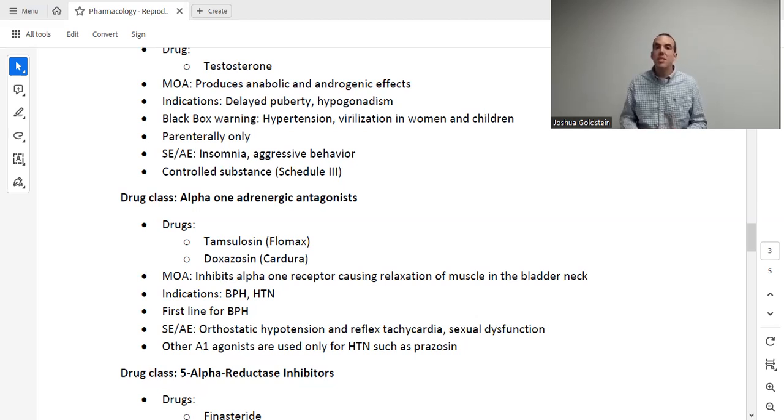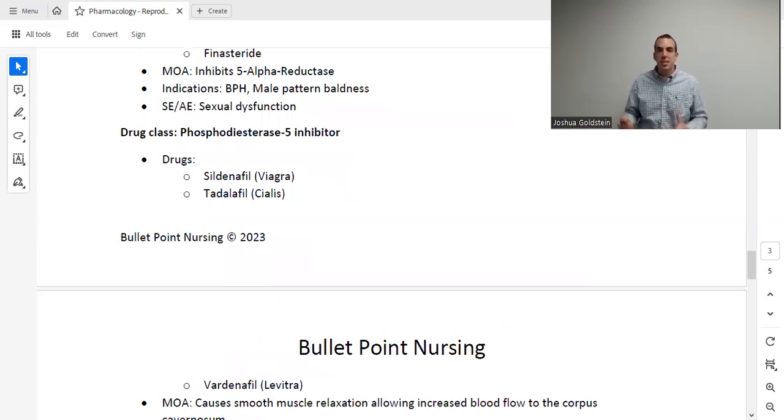The next drug class we have, still for BPH, is 5-alpha reductase inhibitors, and the drug here is finasteride. How does it work? Exactly like the name sounds. It inhibits 5-alpha reductase. This helps treat BPH. Note that this medication is not only used for BPH, it is also used for male pattern baldness, and you'll see a lot of patients taking it for that as well. This does have the same adverse effect of causing sexual dysfunction. Again, in most cases, we would treat that by giving them a prescription for sildenafil.